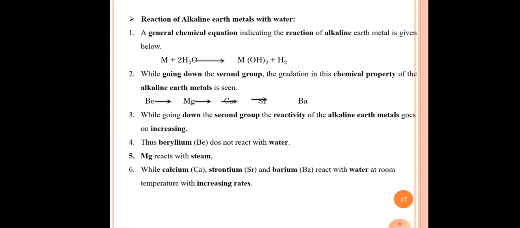And the sixth point here is, calcium, strontium and barium react with water at room temperature with increasing rate. So from calcium to barium, the chemical reactivity of these alkaline earth metals goes on increasing. They react with water at normal room conditions. So this chemical reactivity goes on increasing from calcium to barium. This is the point that is included in the reaction of alkaline earth metals with water. So here the chapter is completed.